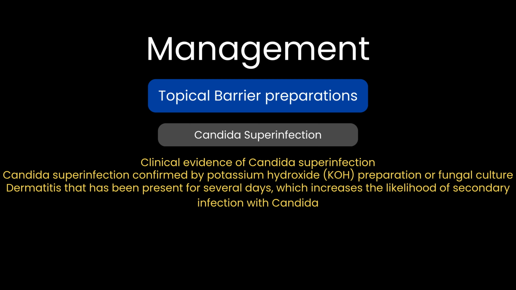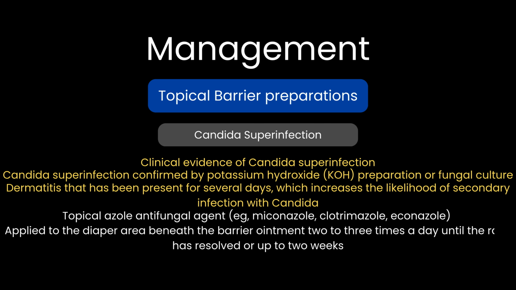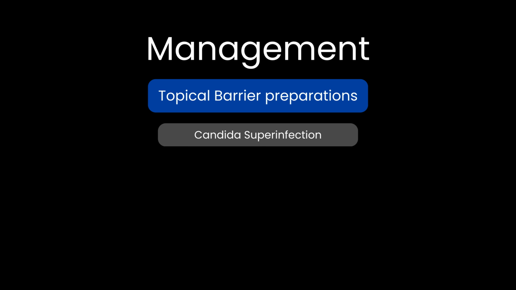In such cases, a topical azole antifungal agent like miconazole, clotrimazole, or econazole can be used for treatment. Topical antifungals are applied to the diaper area beneath the barrier ointment 2 to 3 times a day until the rash has resolved or up to 2 weeks. Potential adverse effects of topical antifungals include irritation, burning, and itching.